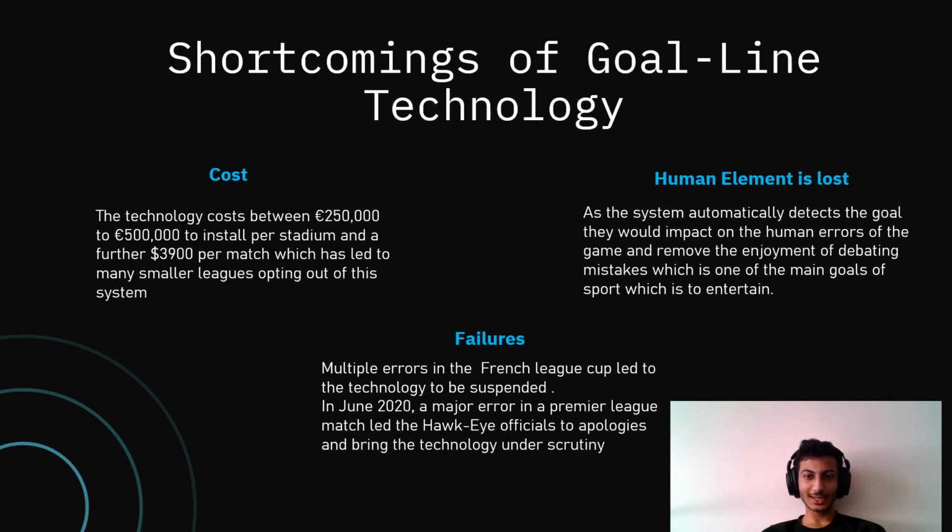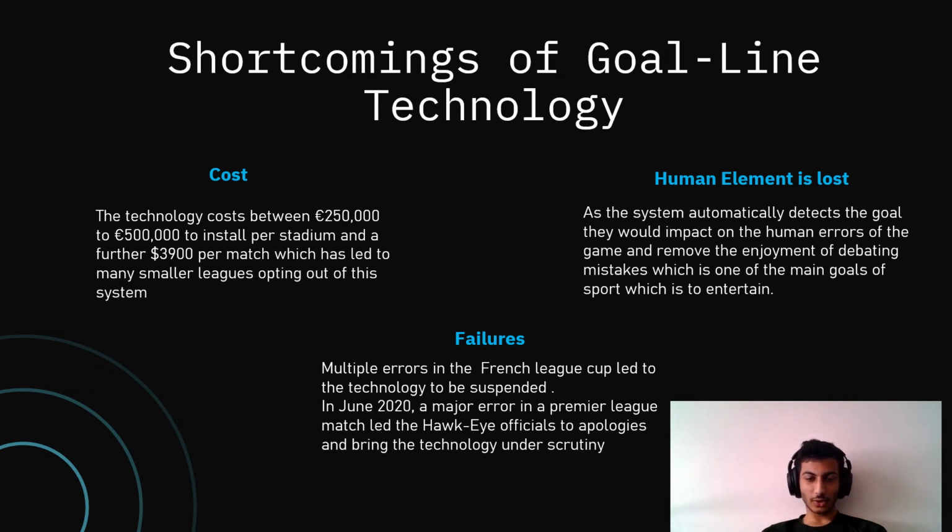Nothing is perfect, hence there are a few shortcomings to goal line technology, which are as follows. Cost: the technology costs between 2,50,000 to 5 lakh pounds to install per stadium and has a per match cost of around 4,000 pounds per match, which has led to many smaller leagues opting out of the system, and hence the implementation of this technology on every level has been difficult.